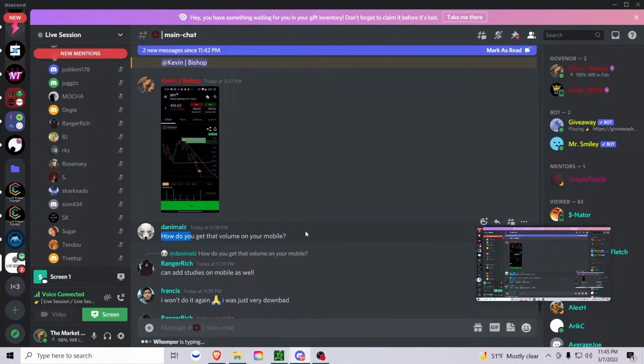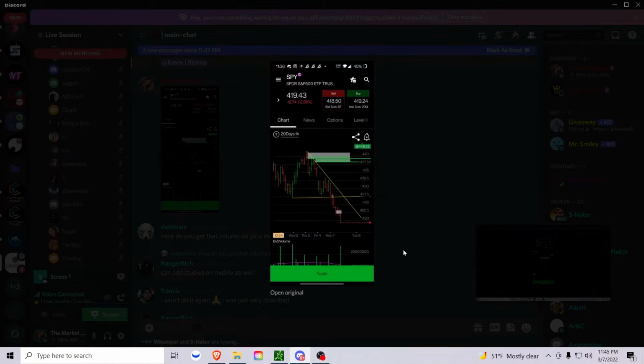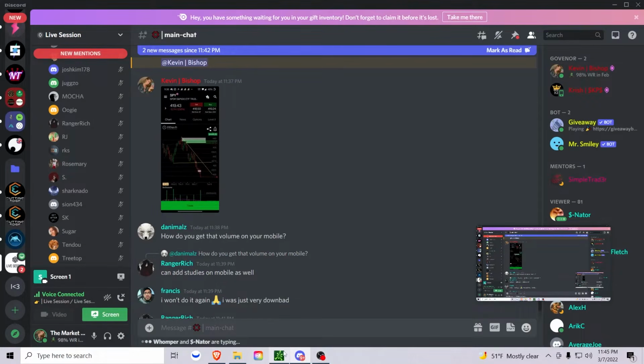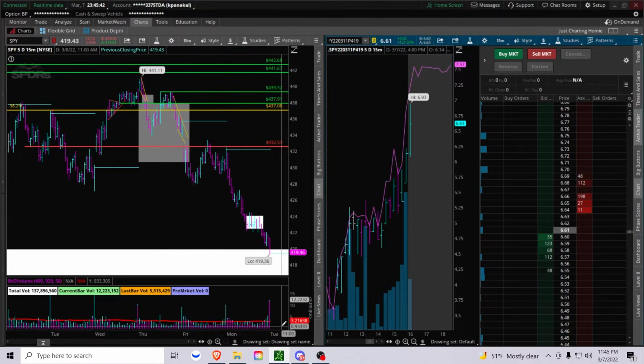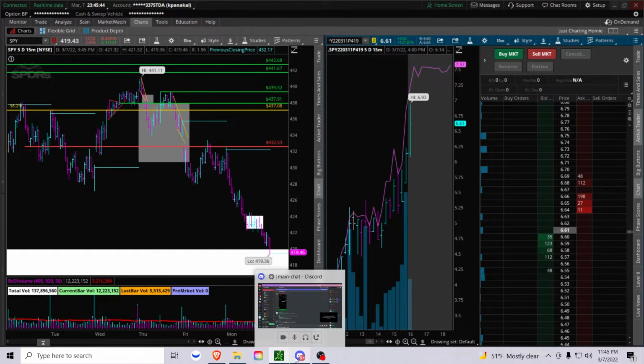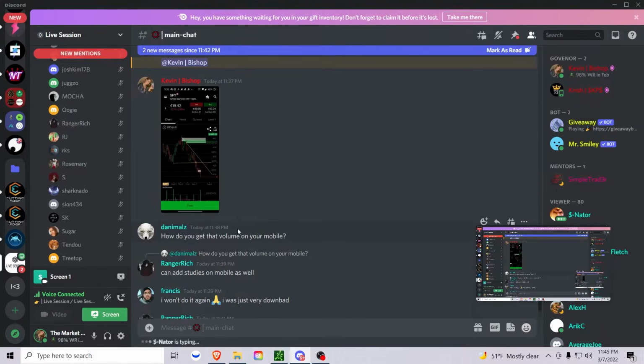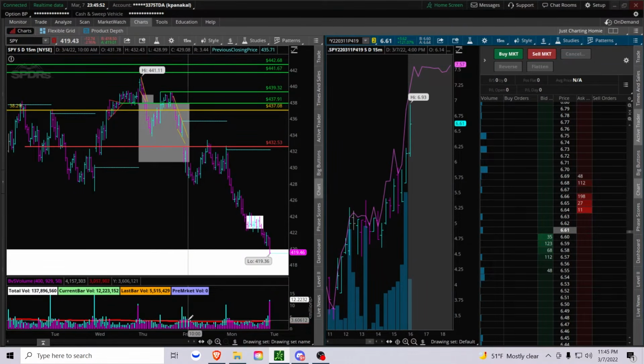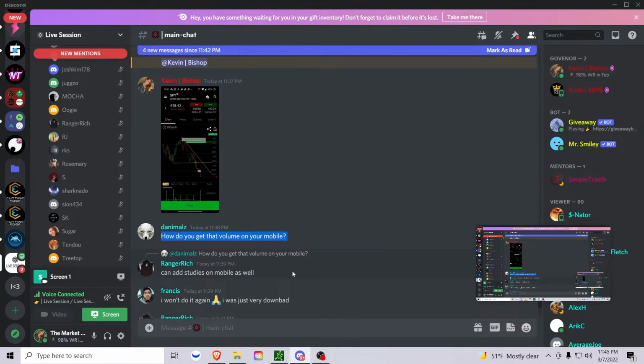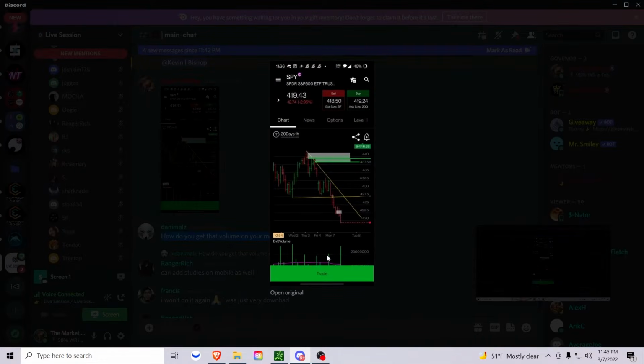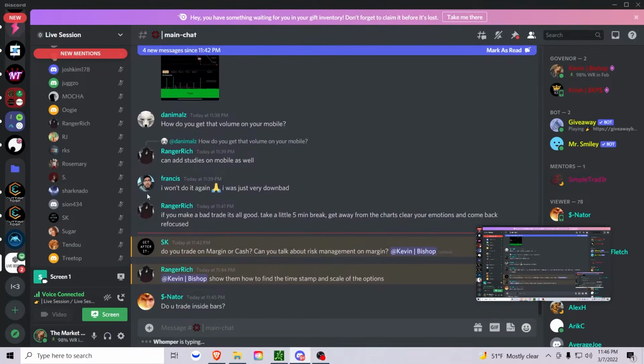How do you get that volume on your mobile? For some reason, it does not. You're talking about this green volume? Because the one that you see on my screen, on the mobile it glitches out and just comes out as straight green bars. You can't get this on mobile. Unfortunately, I don't know why. It's the same thing for me, as you see in the screenshot, it just shows as green bars.